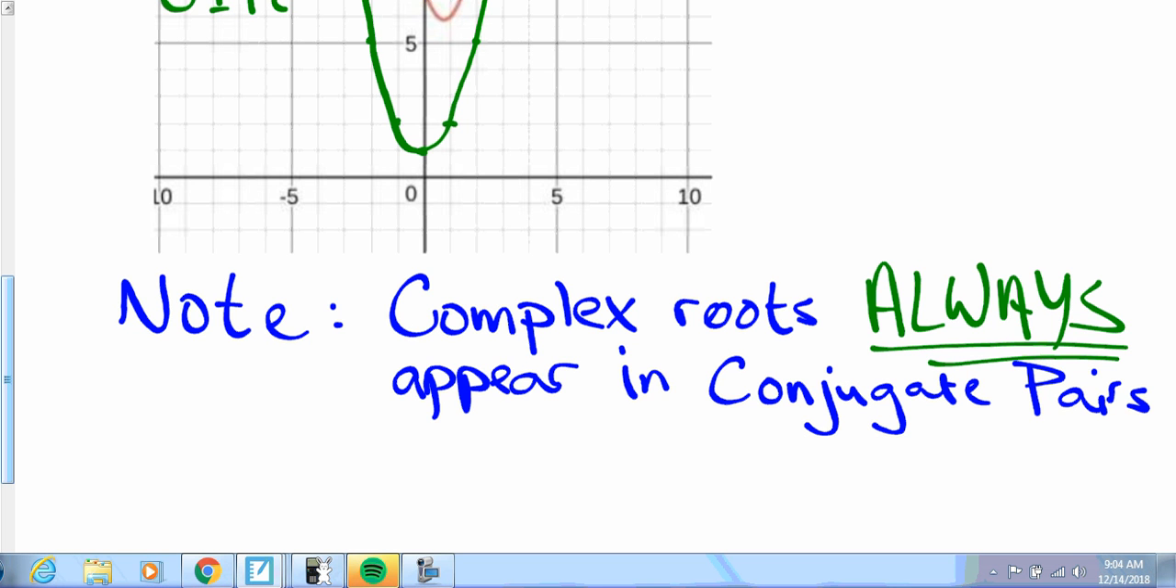That's right. So, complex roots always appear in conjugate pairs. Always, always, always. Now we're at the point, let me know when you're done writing, so I want that written on whatever it is you're writing on.